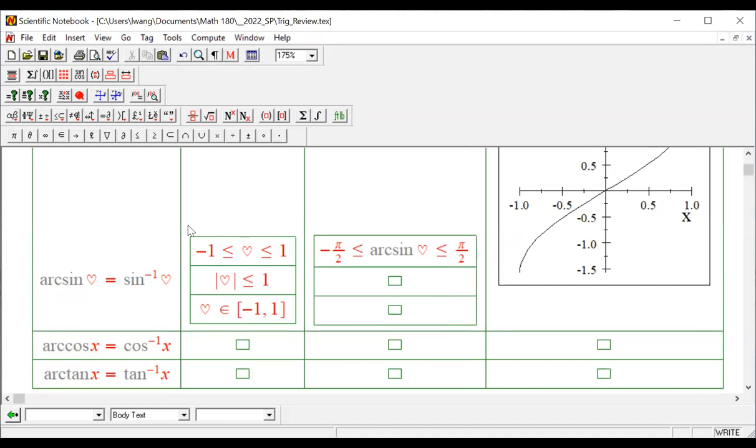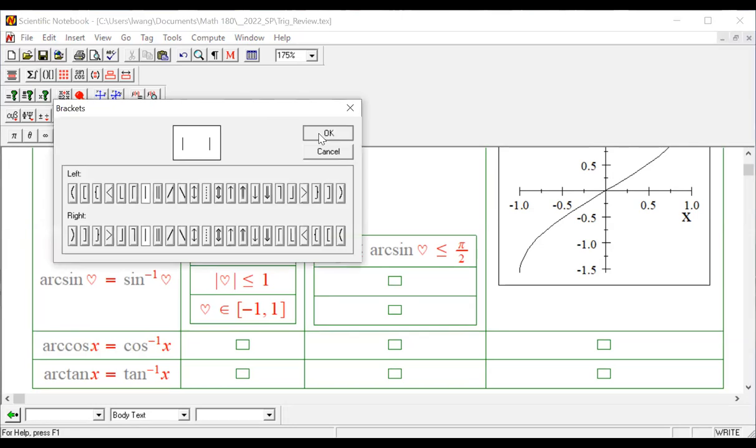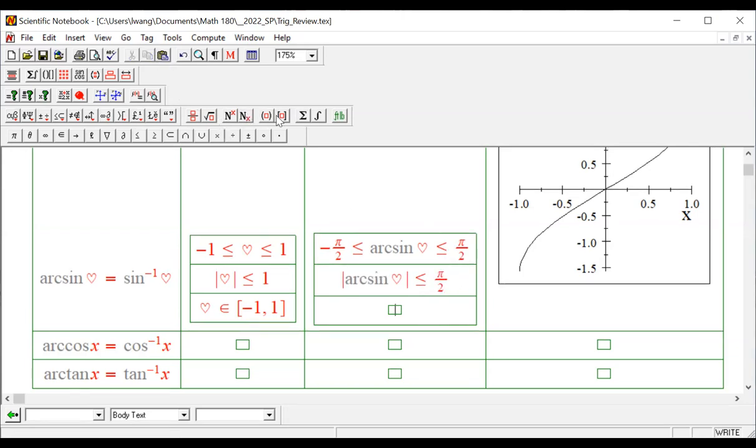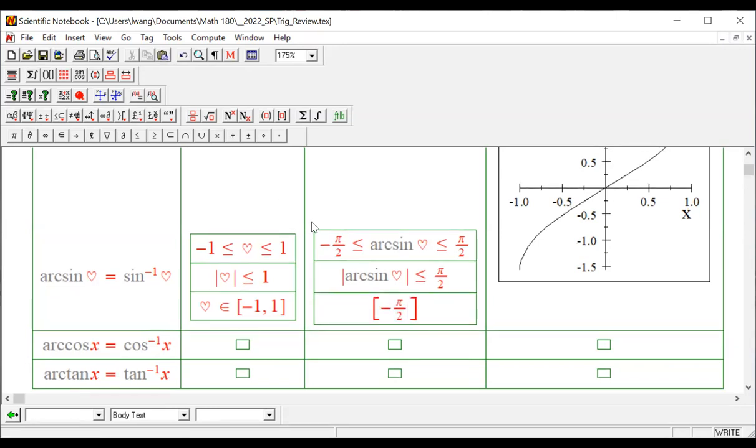Okay, and there's an absolute value form. So you put this piece, the heart is just a placeholder, and that's going to be less than or equal to pi over 2. And the range, of course, in interval form, is negative pi over 2 to pi over 2. Okay, so that's the three forms.